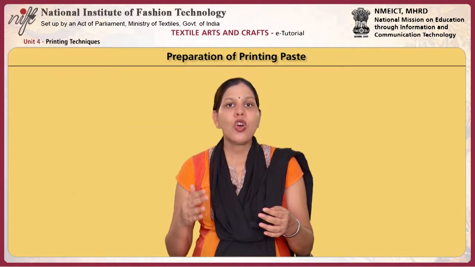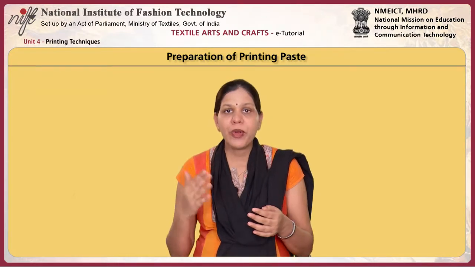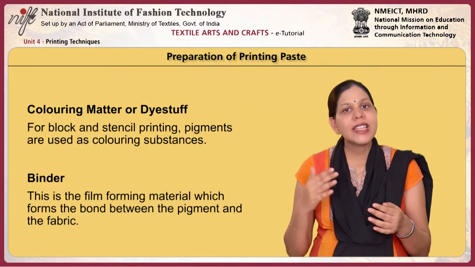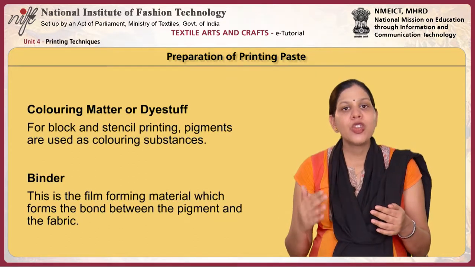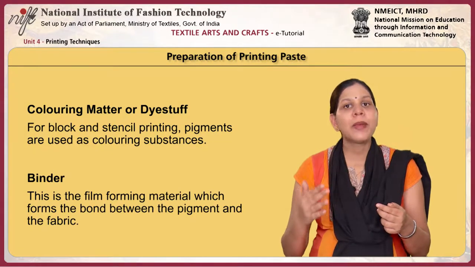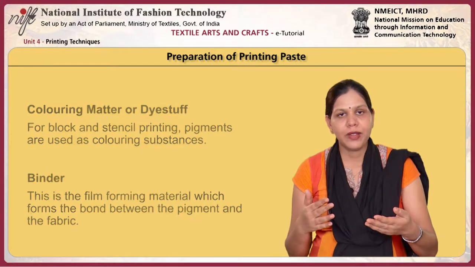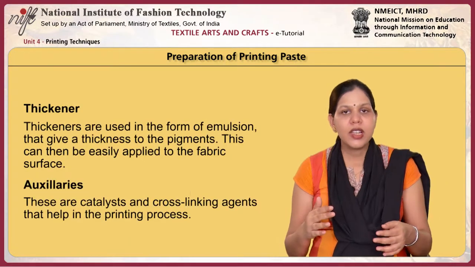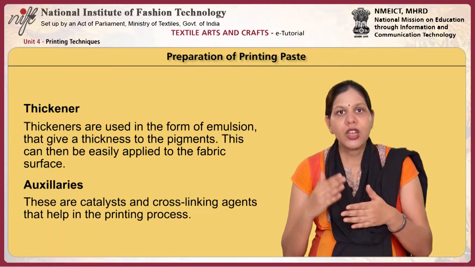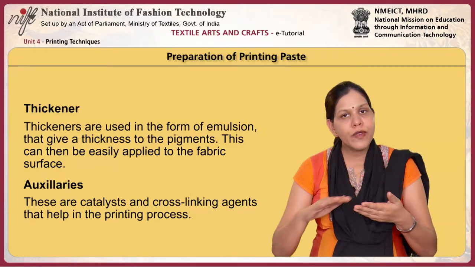The next part of block printing is the preparation of the printing paste, which comprises the following activities. For block and stencil printing, pigments are used as coloring substances. This is the film forming material which forms the bond between the pigment and the fabric. Thickeners are used in the form of emulsion that give a thickness to the pigments. This can then be easily applied to the fabric surface.